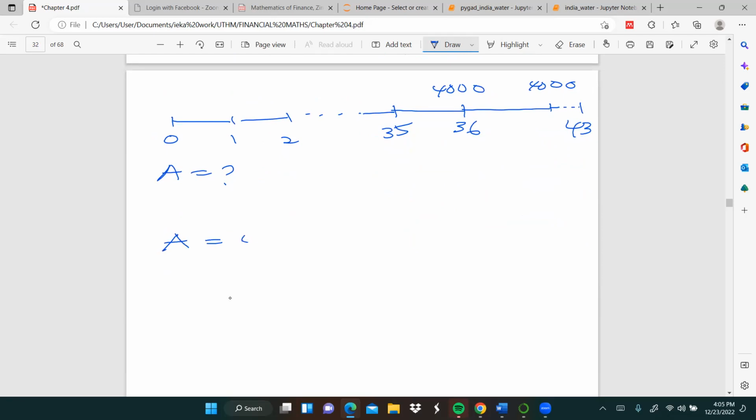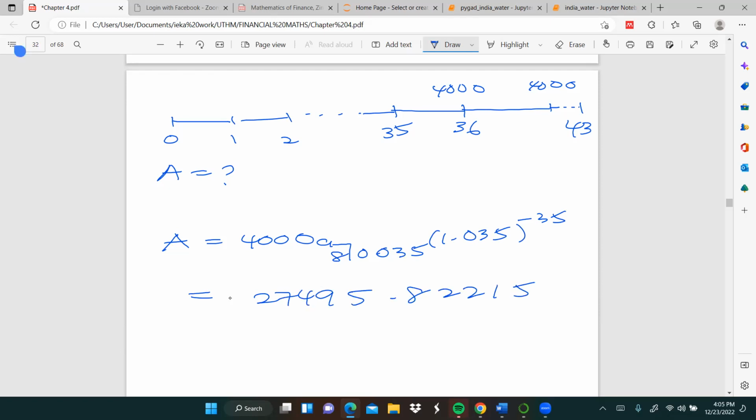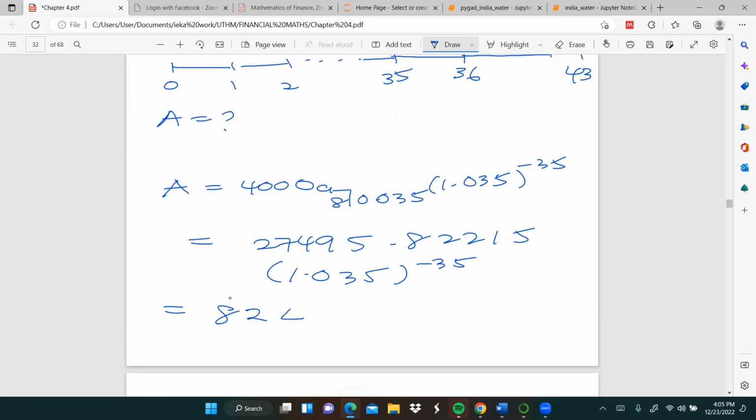Okay, so in this case A is equal to 4,000 times A angle 8 at 0.035 times 1.035 to the power of negative 35. So the answer will be 8,248 and 11 cents.